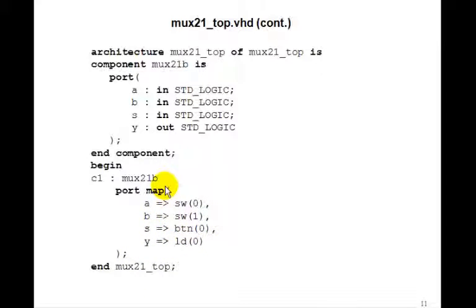So in this case, you can go ahead and download this to your Nexys 2 board, or whichever you have, and implement it. And when you push button 0, then whatever switch 1 is should show up on the LED, and if you're not pushing button 0, then whatever switch 0 is should show up in the LED.